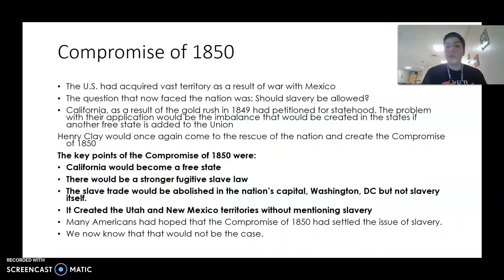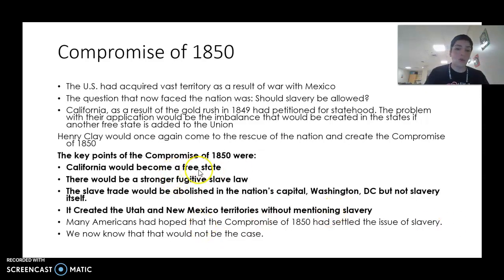The Compromise of 1850, we're still only 10 years away from the Civil War. They start to acquire a lot of land because of the war with Mexico. California Gold Rush, now California wants to become a state. And the major question is, of course, should slavery be allowed? That always ends up being the focus of all of these states becoming part of the United States.